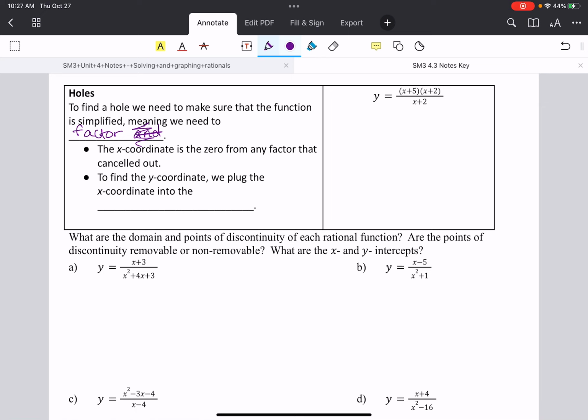The x-coordinate is the 0 from... okay, sorry. This is telling us how to find the coordinate of the hole, all right? So when you're listing your holes, you're going to want to list the coordinate for it. What is a coordinate? A place on the graph. A point on the graph, x, y, okay?